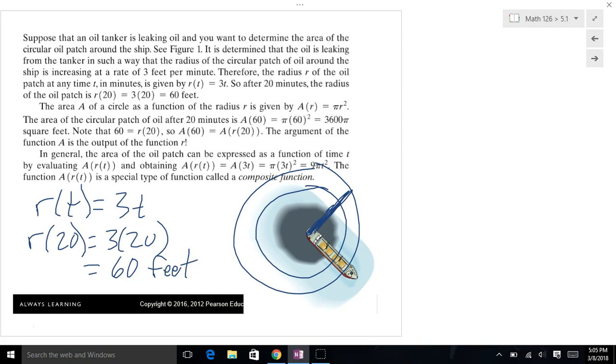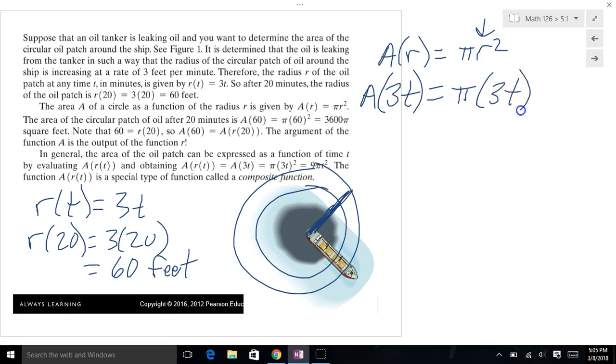Well, what's the area of this thing? Well, we know that the area of a circle is a function of the radius, it's pi r squared. But your radius is changing. Radius is a function of time. So what you can do is create a function where area is defined in terms of the time, and you have to replace the radius here with the 3t. In other words, you make the r into 3t.